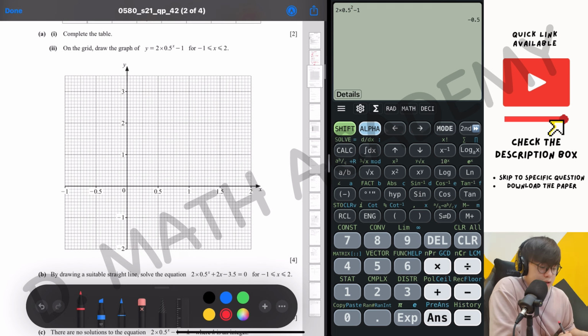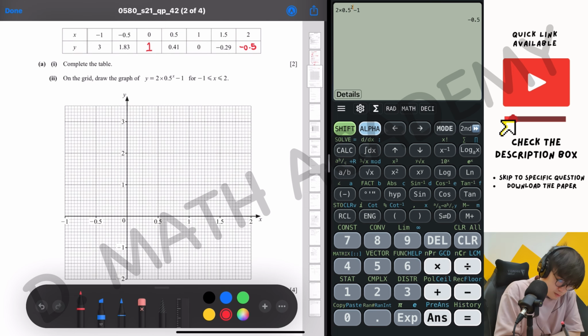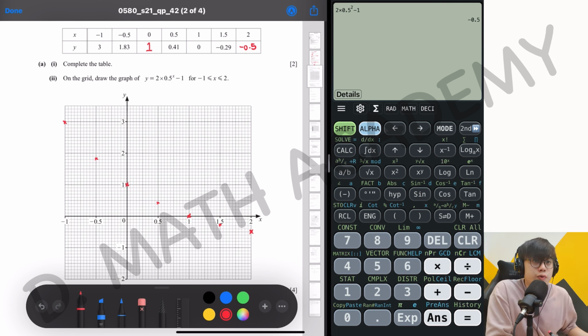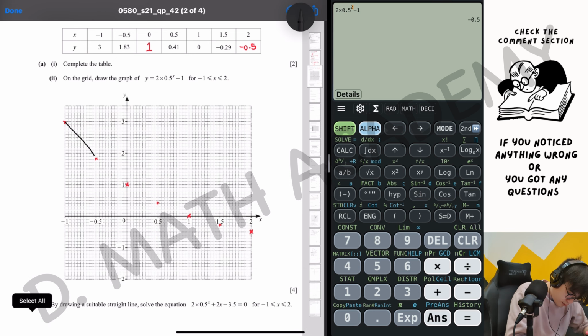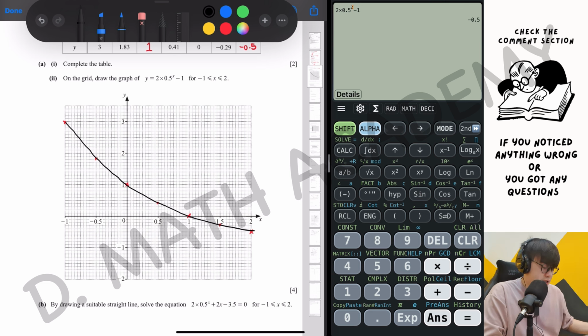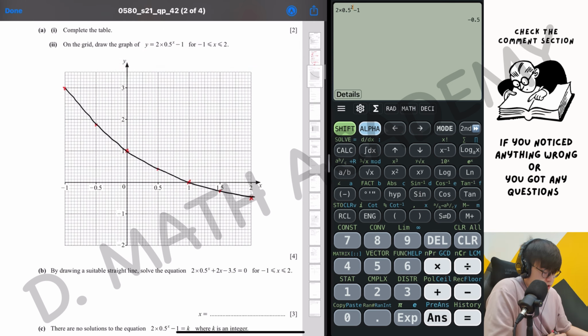So I will fast forward a little bit here. These are the points that I will plot down, and I will proceed with the lines drawing now. This is the line that I will be drawing. By drawing a suitable line, solve the equation where it is equal to 0.